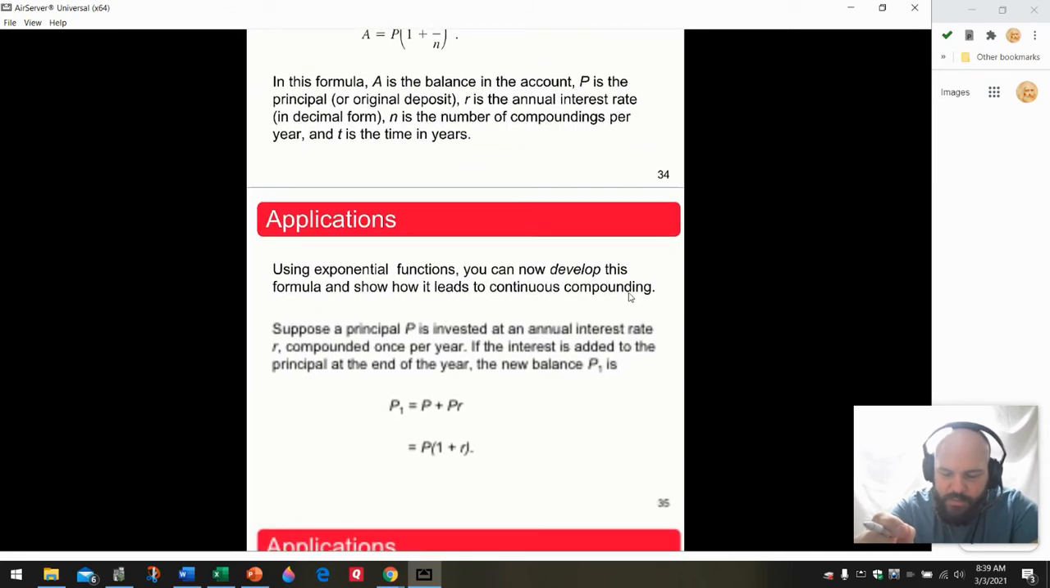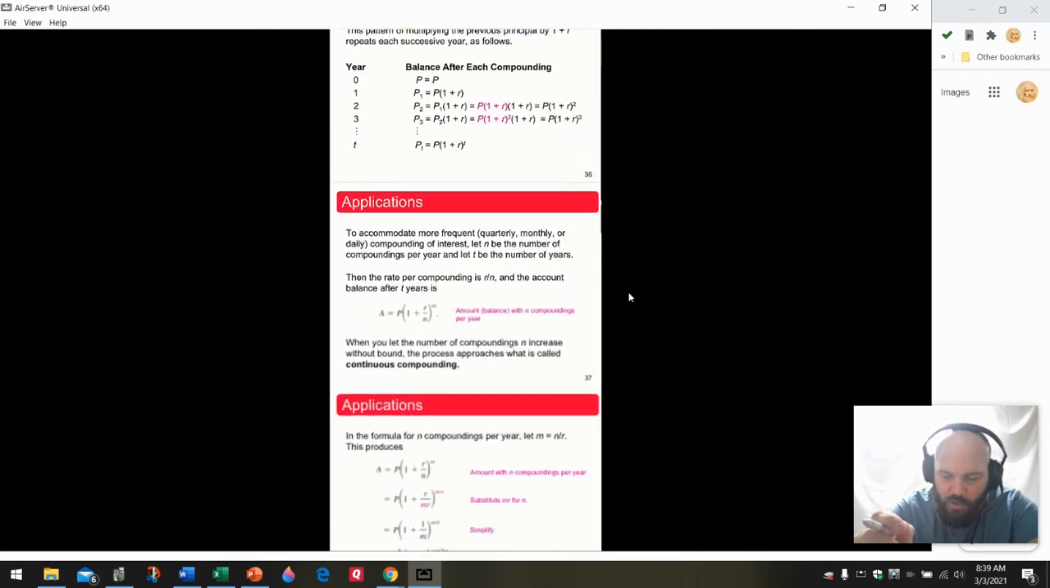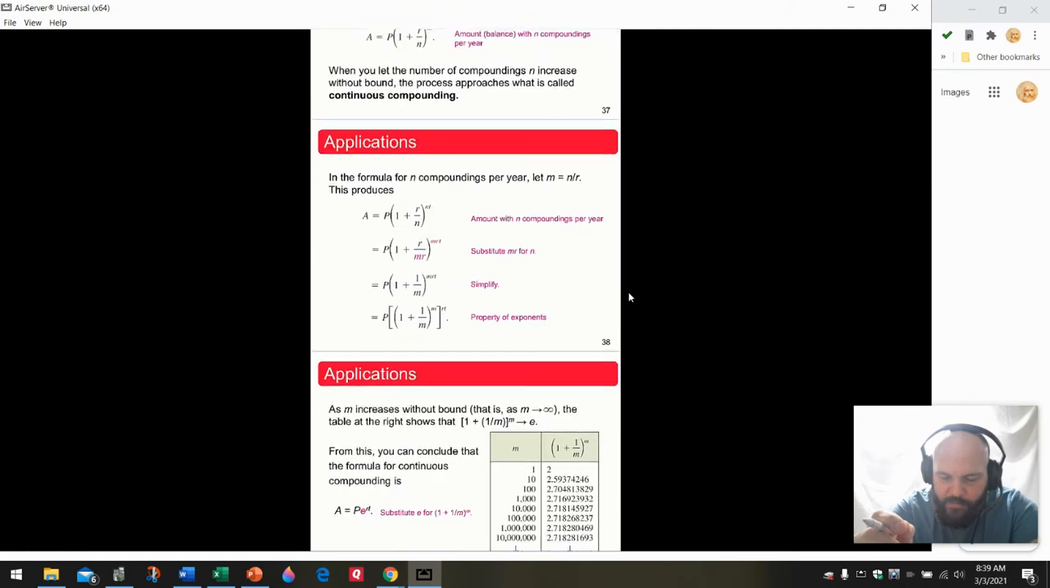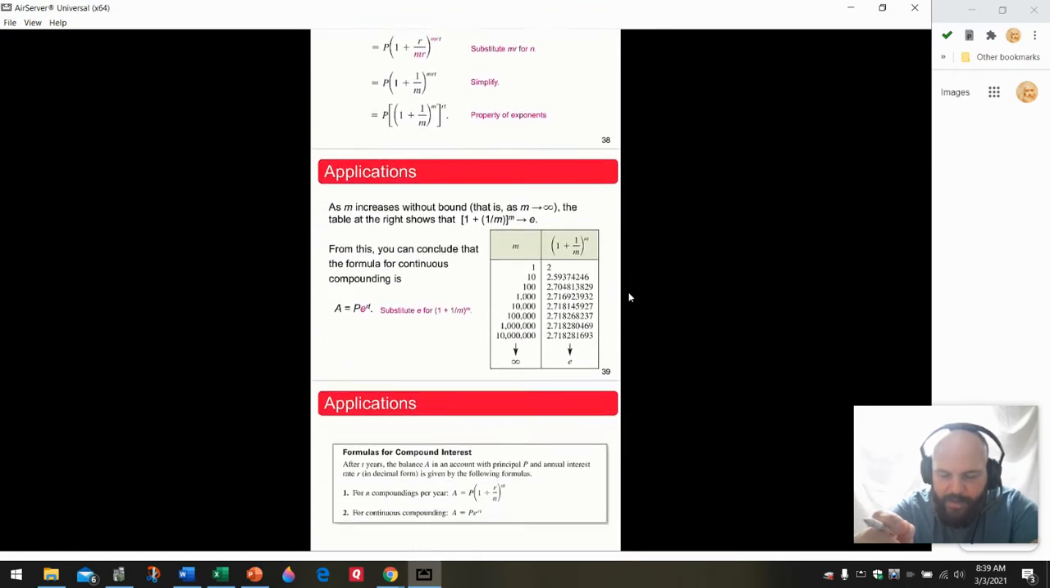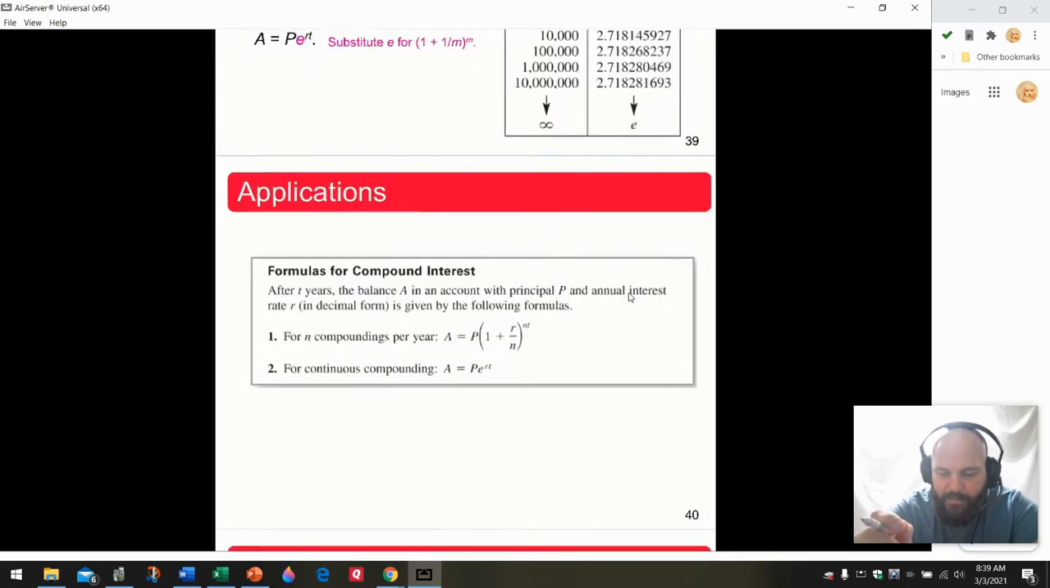So we're going to use this formula to solve a problem. Now, this goes through and shows you how that formula was derived, and I'm not too worried about you knowing how that works.